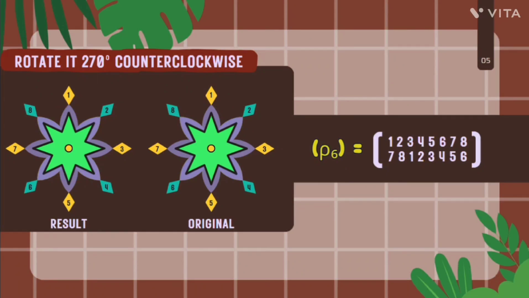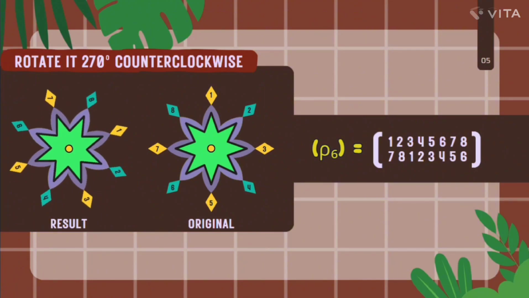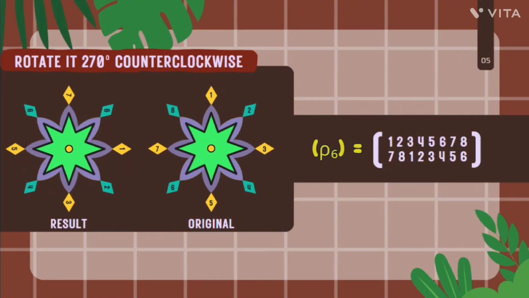Same process again, just like the previous rotations or movements. First, we have to rotate it 270 degrees counterclockwise. So let's rotate it. After rotating it 270 degrees, as you can see, the 7 is now at the top.